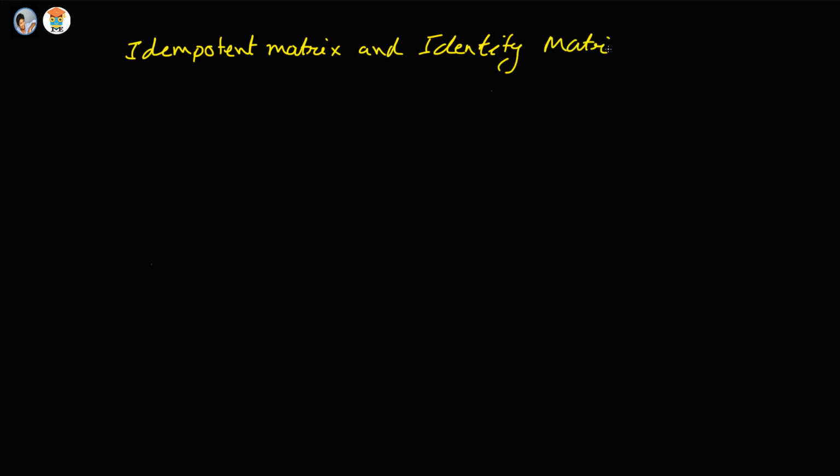In this video, we'll talk about idempotent matrix and identity matrix. So we write idempotent matrix and identity matrix. Both these matrices are special forms of square matrix. So both of them are what? Both of them are square matrix.